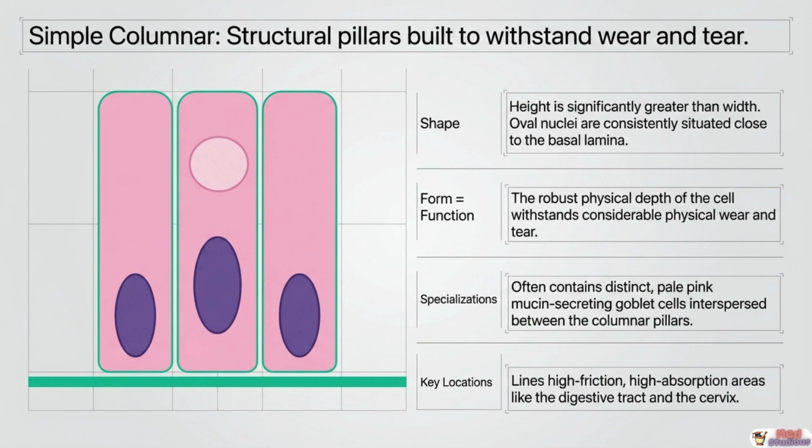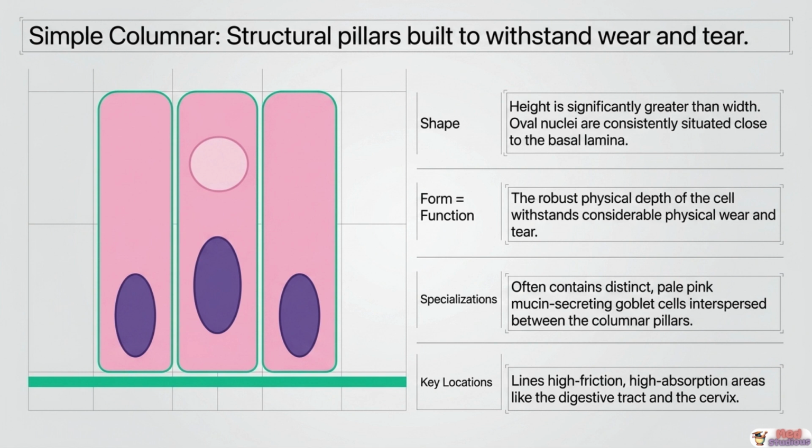Now we arrive at simple columnar epithelium, the tall, sturdy, pillar-like cells designed for durability and high-volume work. The defining visual feature is immediately clear. Height is significantly greater than width. These cells look like tall rectangles or pillars standing side by side. Unlike the central nuclei of cuboidal cells, the nuclei of columnar cells are oval in shape and consistently positioned close to the basal lamina, near the bottom of the cell.